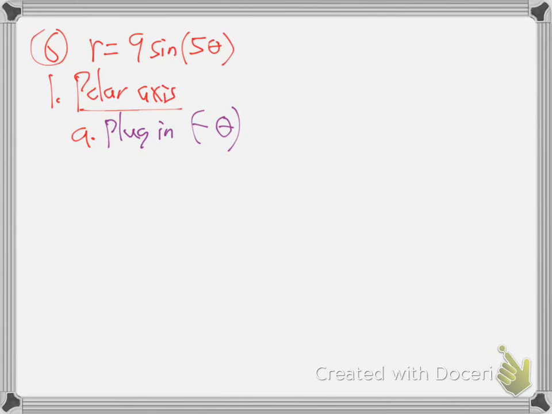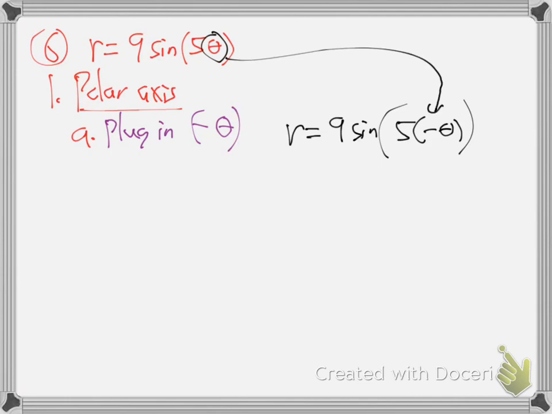Can you see what's going to happen when you plug in negative theta? When you plug in the theta, you get r equals 9 sine of negative 5 theta. If that bugs you, you could plug it in like this: it's 5 times negative theta, which I just know is negative 5 theta. Good so far? I plugged in negative theta in the theta spot. Right here where theta goes, it became negative theta. That's what they tell me to do.